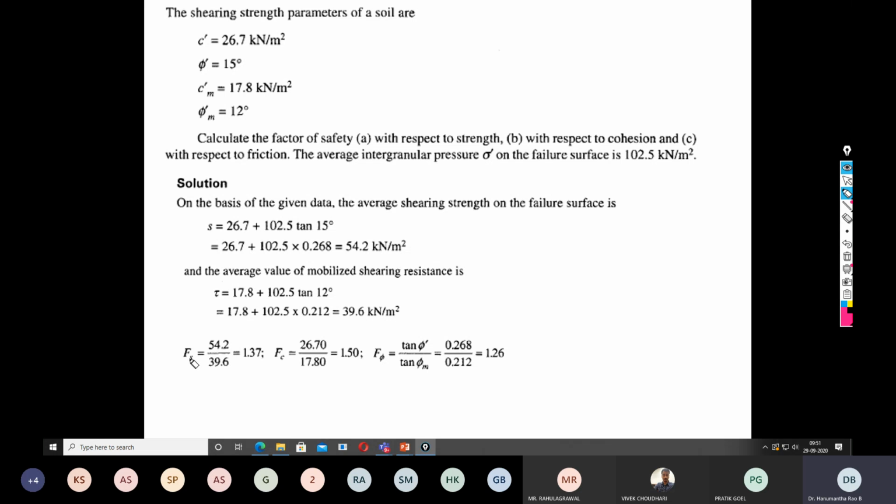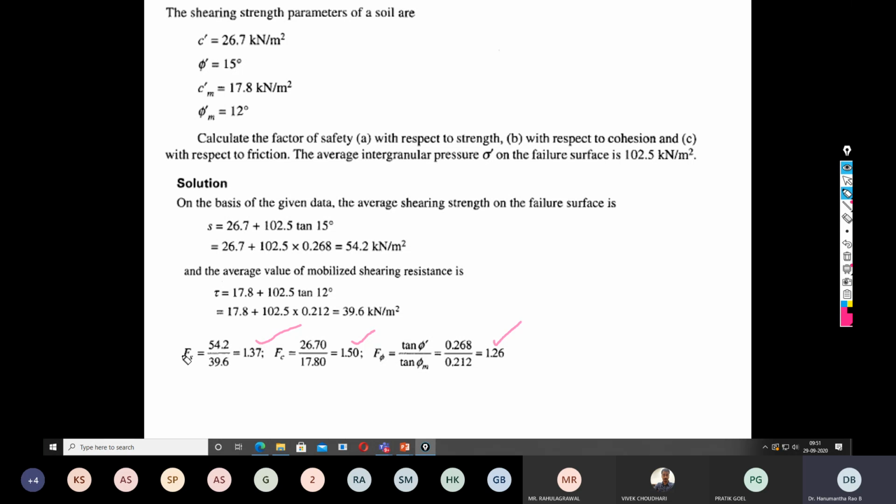So the factor of safety with respect to strength, which is nothing but shear strength divided by shear stress, is 1.37. Now it is asked for the factor of safety with respect to only cohesion, that is 26.7 by 17.8, 1.5. With respect to friction, tan phi dash by tan phi dash m, that is 1.26. So just see it. For a given soil, we got three different factor of safety values.